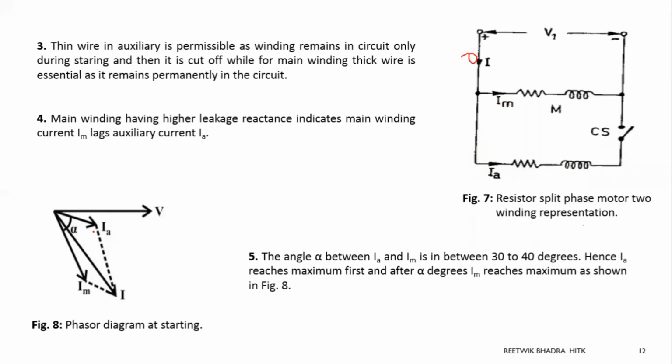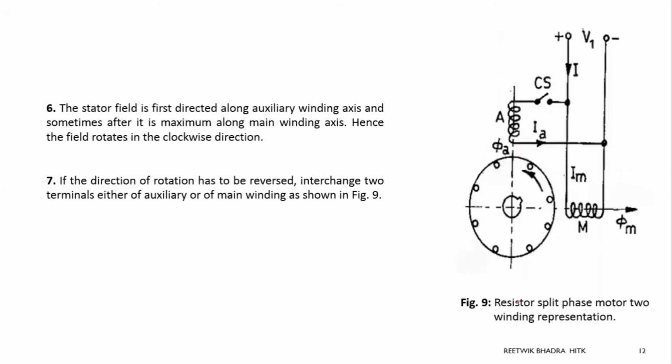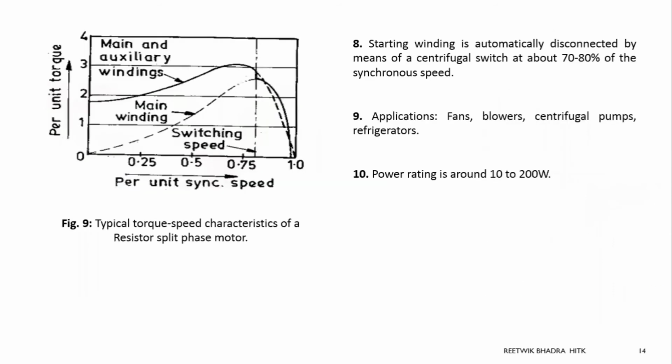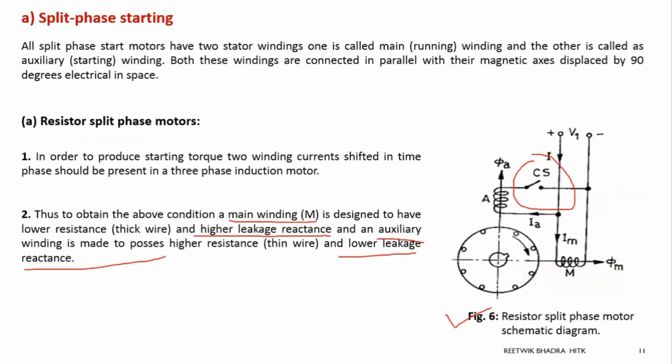From here you can see that if Ia reaches maximum first, that means it comes in phase with the voltage, then Im becomes maximum. Now, suppose the rotation is in the clockwise direction.